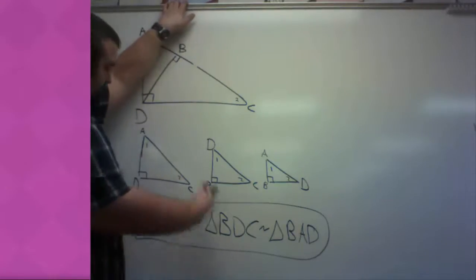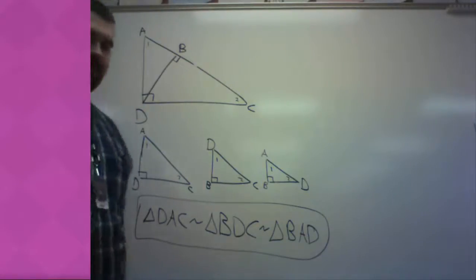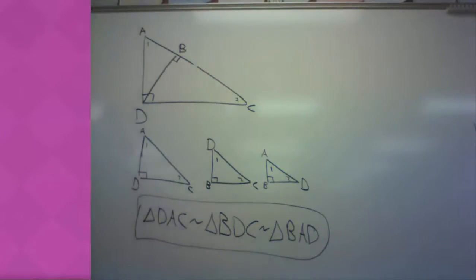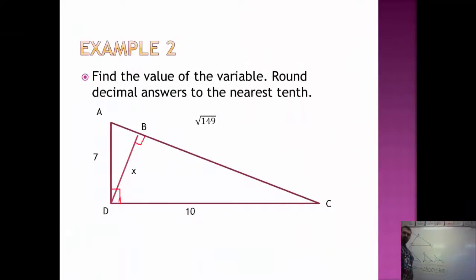But I'm going to draw 3 triangles, one big, one medium, one small, all facing the same way with 1 and 2 in the appropriate spot. There we go. Example 1, done. Example 2 will go a little bit faster.